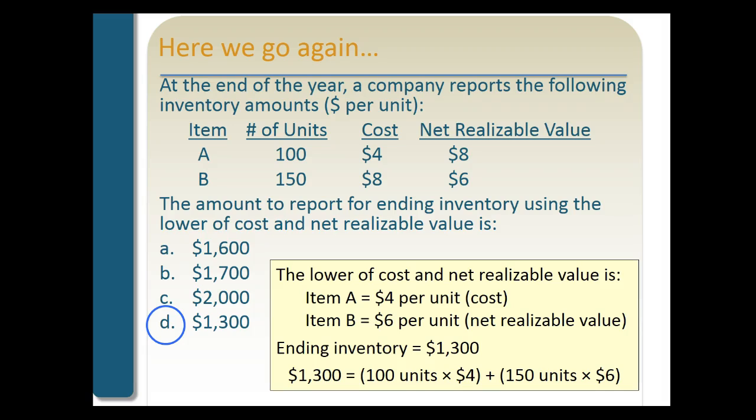So we're going to take, for item A, the $4 a unit is the lower of cost or net realizable value. Item B is going to be the $6 per unit. So we've got 100 units at 4 and 150 units at 6 to give us the $1,300.